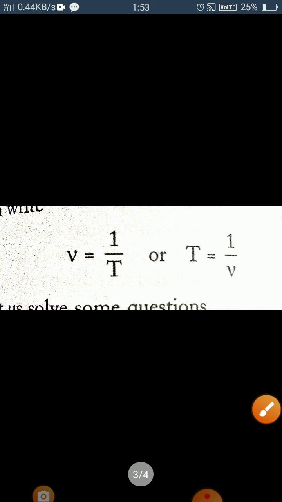This is the relation between frequency and time period: frequency is equal to the reciprocal of time period, or we can say that time period is equal to the reciprocal of frequency.